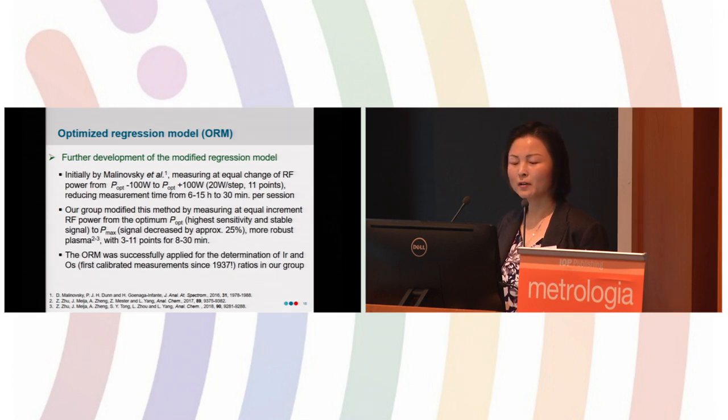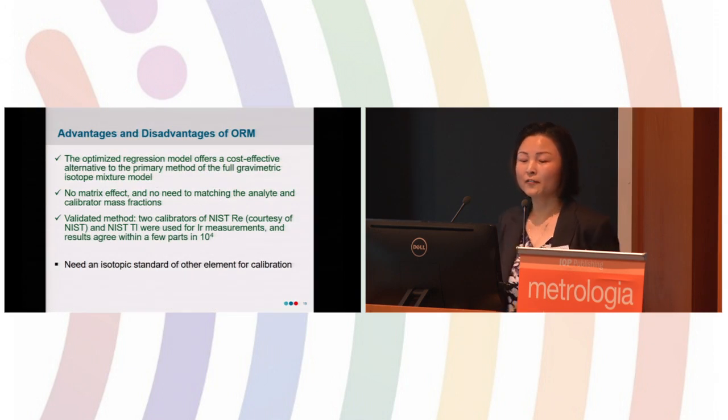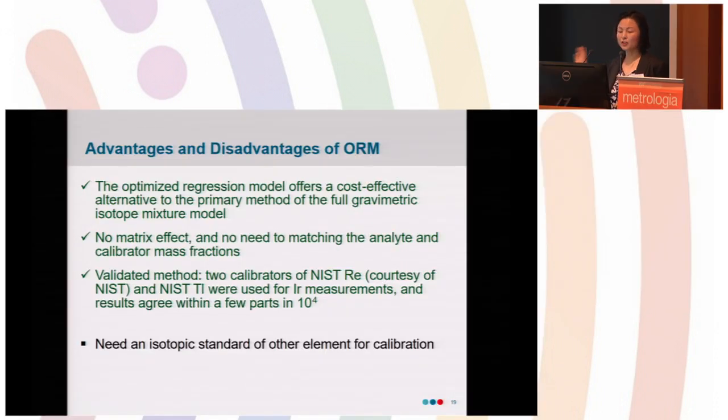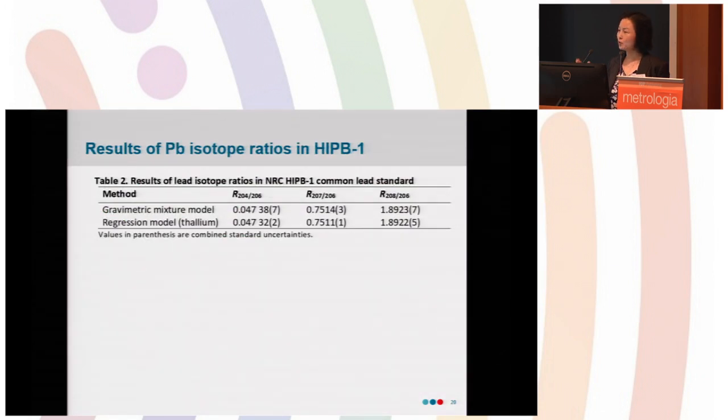The osmium isotopic ratio measurements, I think, are the best calibrated measurements in existence so far. The advantage is that the optimized regression model is a cost-effective, non-matrix, no-matching-needed, and validated method. To calibrate with rhenium and thallium, we have measurements within 10 to the minus 4, but you need an isotopic standard for other elements for calibration. With those two models, we can see the results are in excellent agreement.